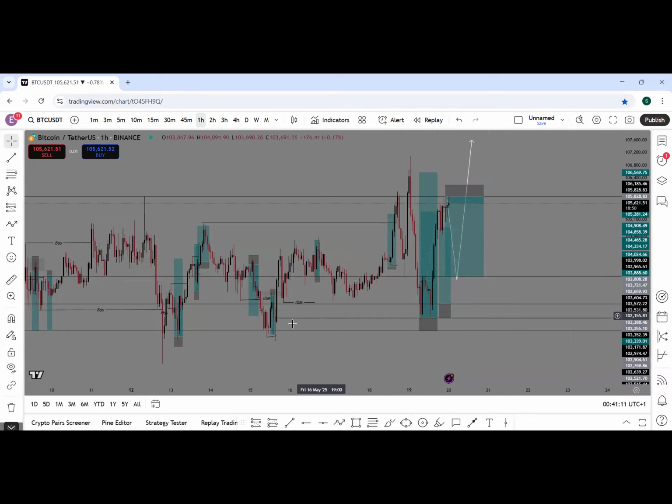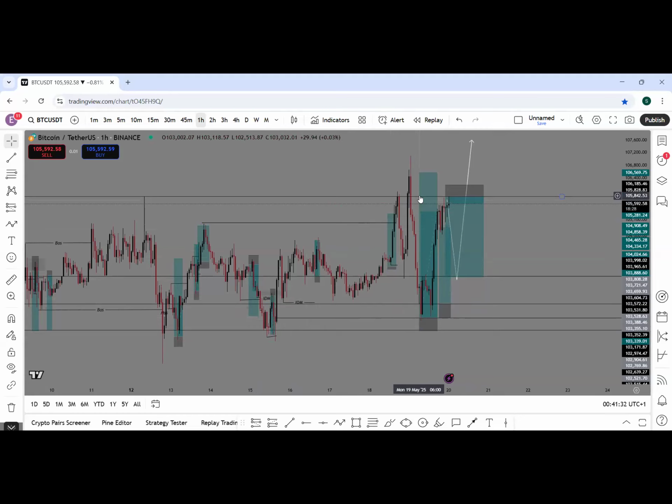After the grabbing of liquidity, like I told you, if price is coming to take out an inducement, after taking out an inducement, there must be a POI to buy from. So after this inducement has been taken out, this is the POI to buy from, the other block. And price is buying from there. I don't know if you understand now.